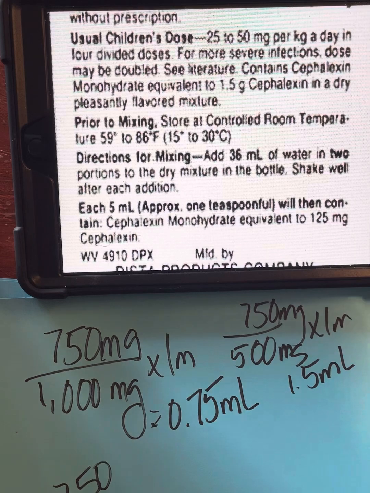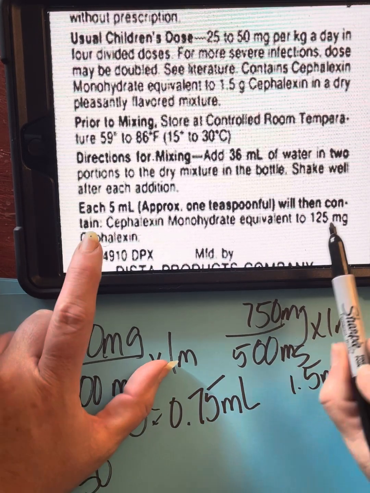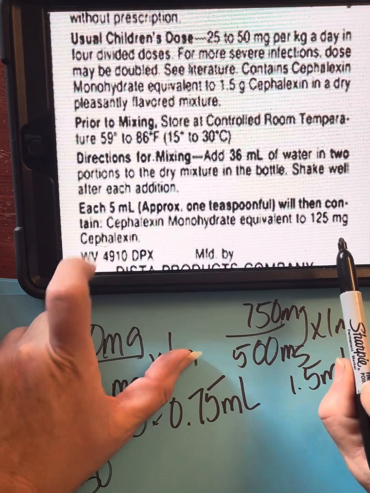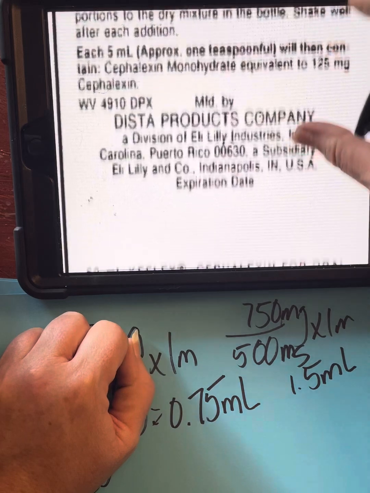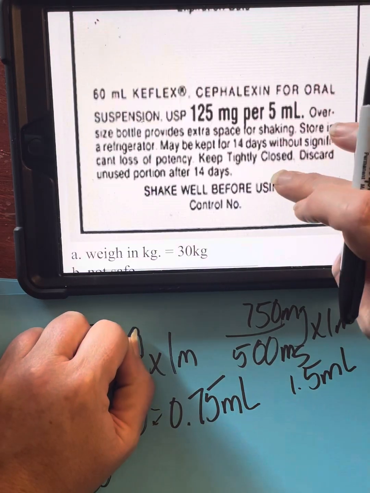Now look, I know you're looking for the per. I call this a covert per because it's telling me that every 5 milliliters is going to have 125 milligrams in it. Okay?